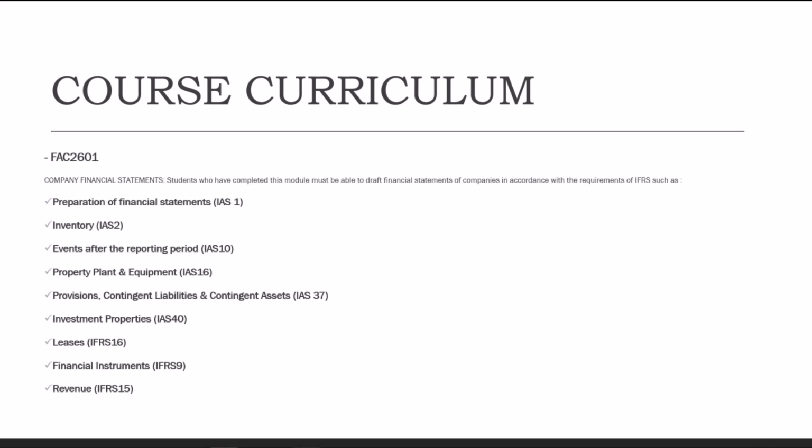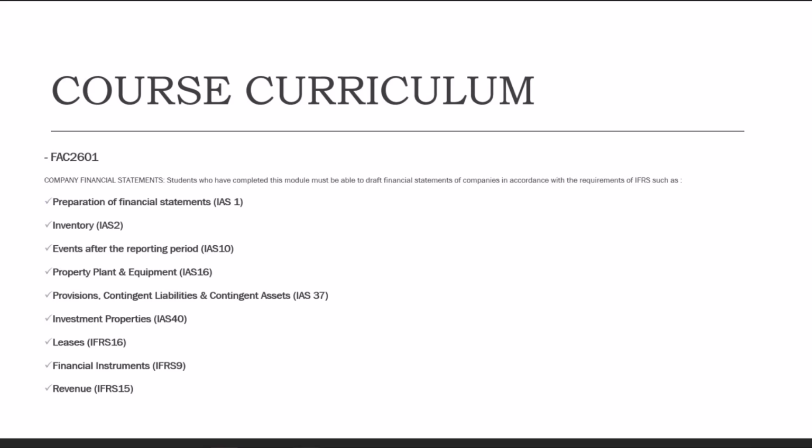Then we have other standards, IAS 10, which we will learn later as we go. I don't want to go into too much detail. Then we have property, plant, and equipment. If I acquire property, plant, and equipment, it is a very big standard. It's called IAS 16. It's very big.